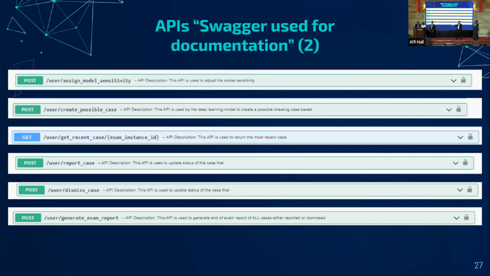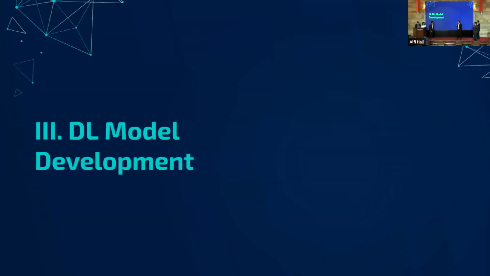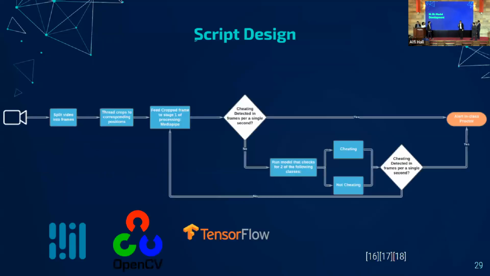And one of the important APIs also is generate exam report, which generates a summary of all that happened during the exam to help proctors and system users monitor what happened during the exam. And now I'll leave you with Marwan to talk more about the core of our system, which is the deep learning model. Okay, thank you.